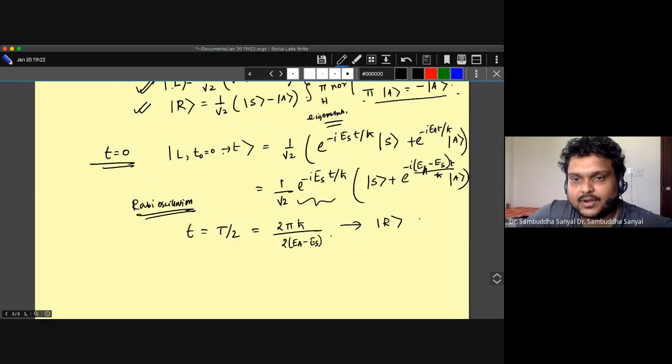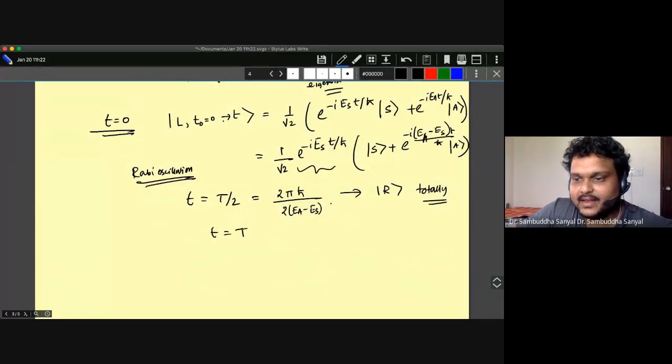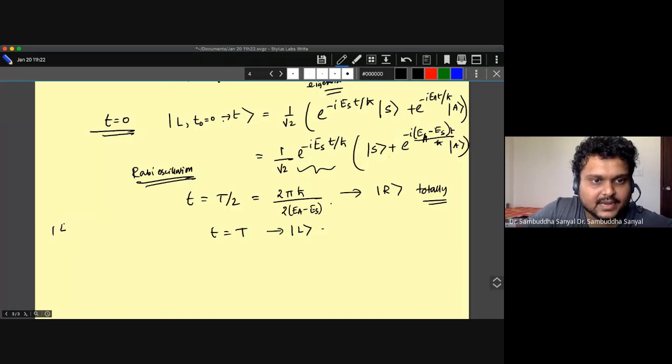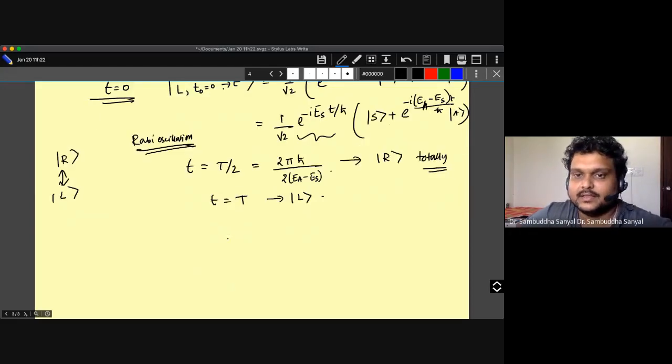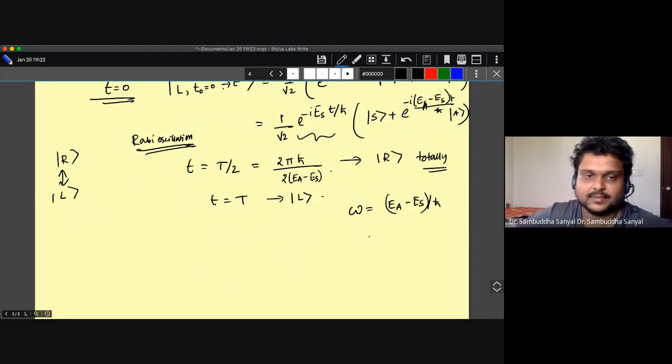So it will be totally an R if I wait for that much time, and then if I wait again for time t, it will become a fully L. So the system will oscillate between an L and an R in time. It will just oscillate back and forth between these two, from pure L to pure R. That is the dynamics of this system, which we have studied earlier. And the frequency of that oscillation will be (E_A minus E_S) by h bar. So that is the problem we have studied before.